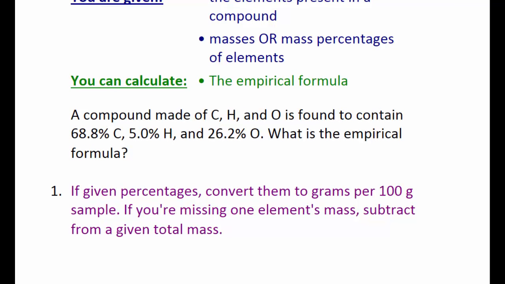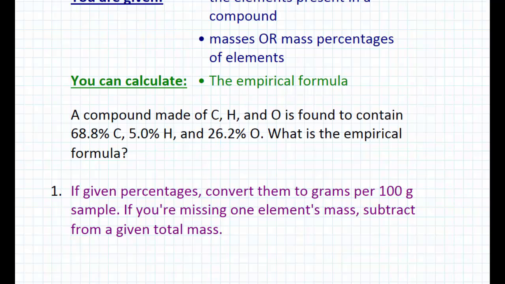A compound made of C, H, and O is found to contain these percentages of carbon, hydrogen, and oxygen. You probably won't always be told that, but these percentages are all by mass. Safe assumption to make if you're not told otherwise. We can calculate the empirical formula. Step 1, if given percentages, convert them to grams per 100 grams of sample. And that is the simplest conversion that you can possibly do.